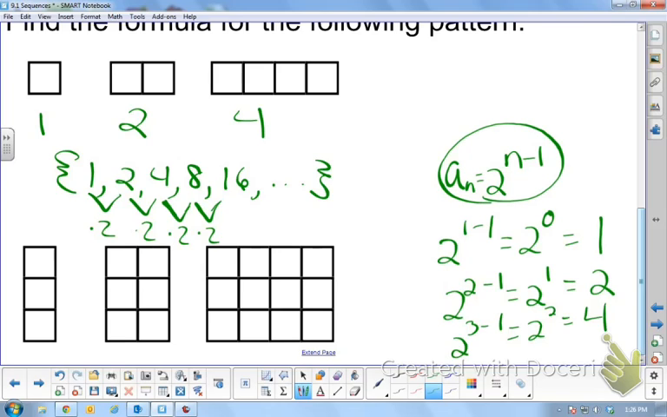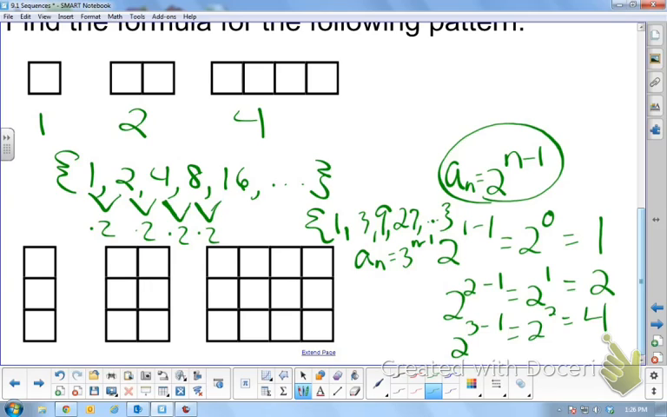formula. Is it always 2, or is it just...? Not necessarily. Why did we use a 2? Because it's times by 2. If I had 1, 3, 9, 27, then I would have a sub n equals 3 to the n minus 1.